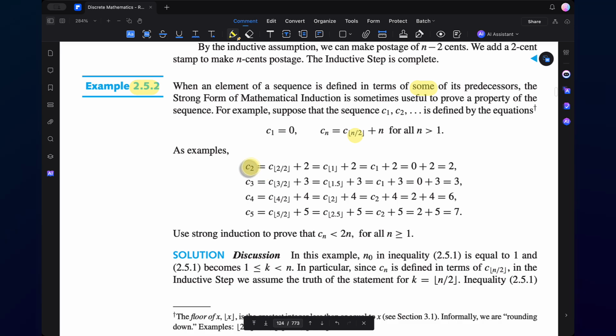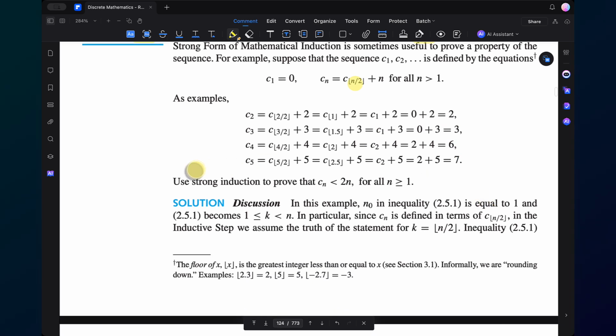What does it do? C2: 2 divided by 2 is 1, so it's equal to C1 plus 2, so it's 0 plus 2, it's 2. C3, to calculate that, you calculate C of 3 halves, plus 3. So that's C of floor of 1.5, but that's 1. Okay, so you get 3, 6, 7, etc. What we would like to do is to use strong induction to prove that C sub n is less than 2n for all n.